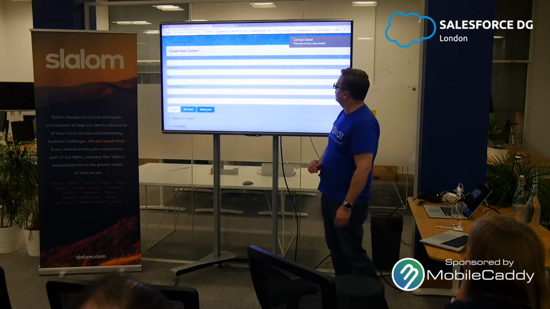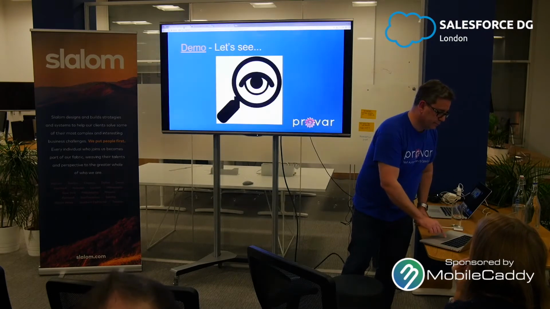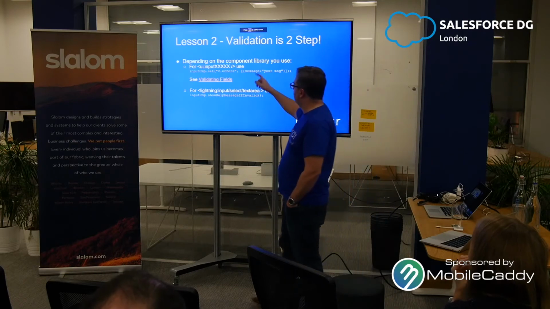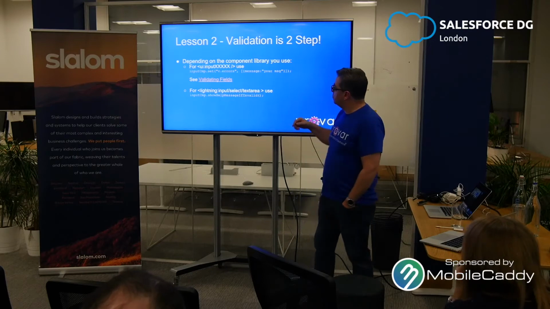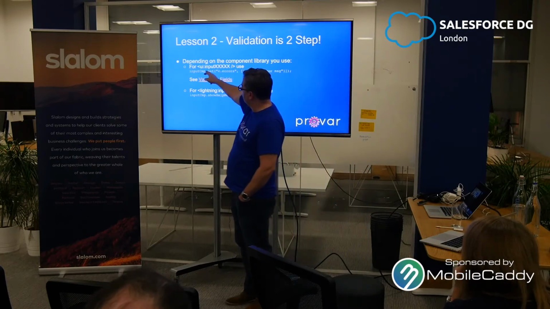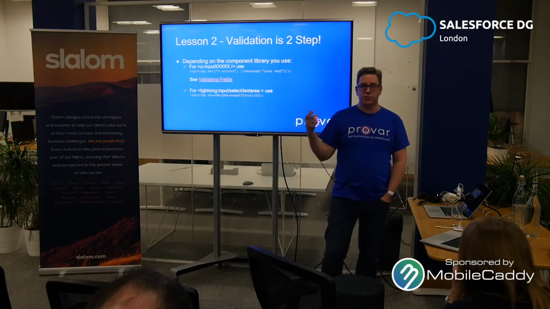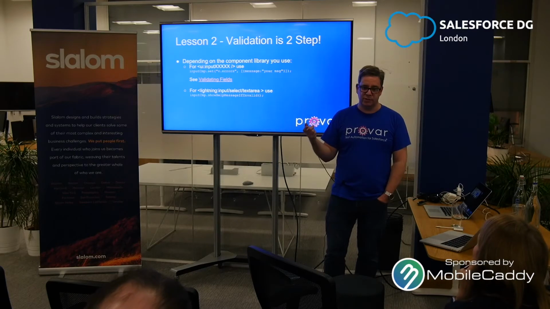Yay, that one worked. Okay, so why is that? As I say, depending on the component library you use, if you use the UI input libraries, you need to get a handle on that component and set the errors with the message. You need to check the value yourself. Okay, nothing comes to you out of the box. You have to do it for each of the fields.